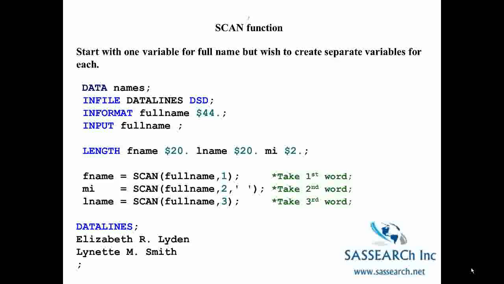Finally, we're going to scan the full name and take the third word. Again, our delimiter, what separates these words, are blanks. In the last situation, the lname is going to equal Lydon, the third word. So here we're using the scan function to separate one long character string into three separate variables.